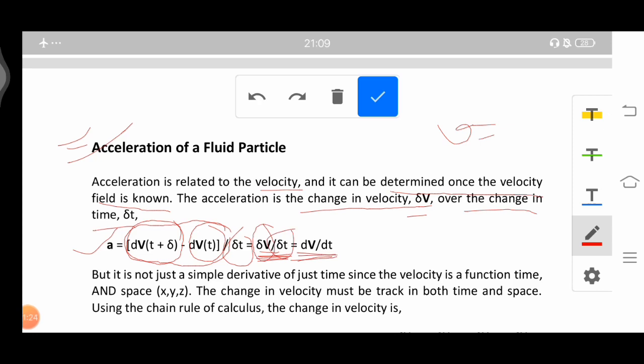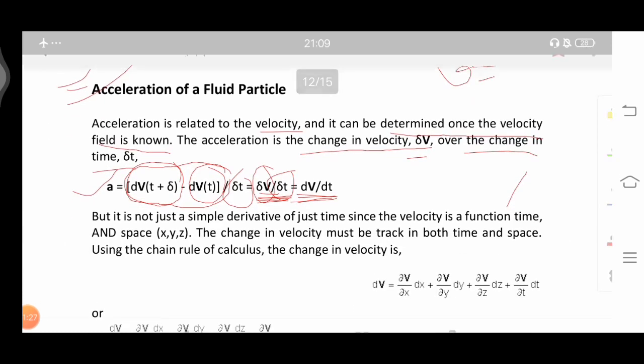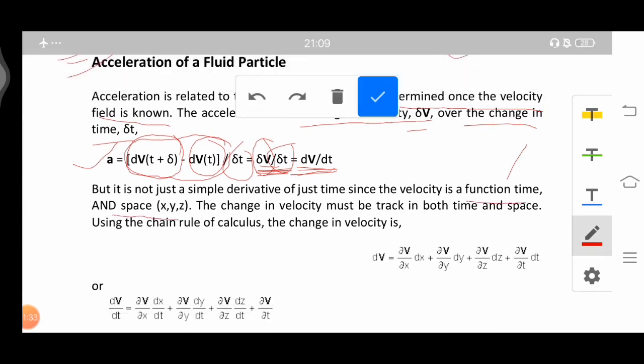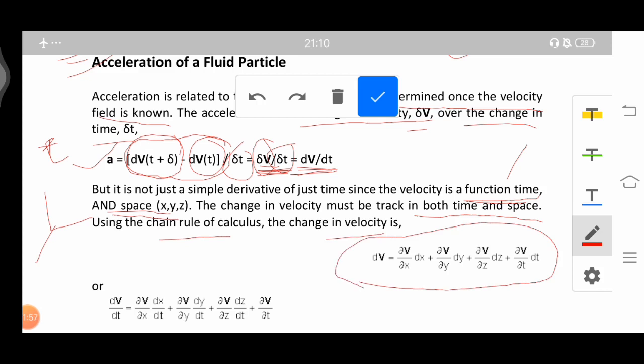But it is not just a simple derivative with respect to time, since the velocity is a function of time and space. So it is not easy, because in space you have 3 dimensions and separately you have the time factor. The change in velocity must be tracked in both time and space. Using the chain rule of calculus, the change in velocity is determined like this. So this is the change in velocity in 3 dimensions and also with respect to time.